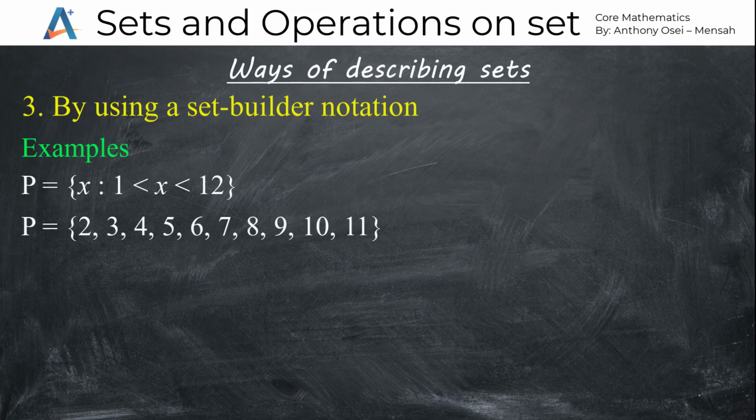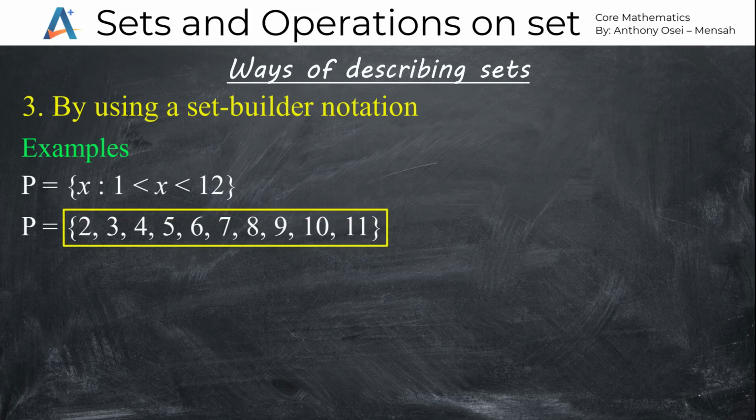So it means that this is from 1 to 12. It is the numbers between 1 and 12. 1 is not part and 12 is not part. So we can say from 1 to 12 exclusive, that means excluding 1 and excluding 12. So the members that lie between 1 and 12 will form the set P. That is what I've listed here.